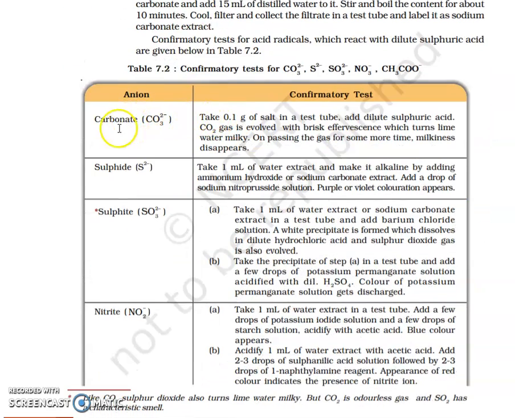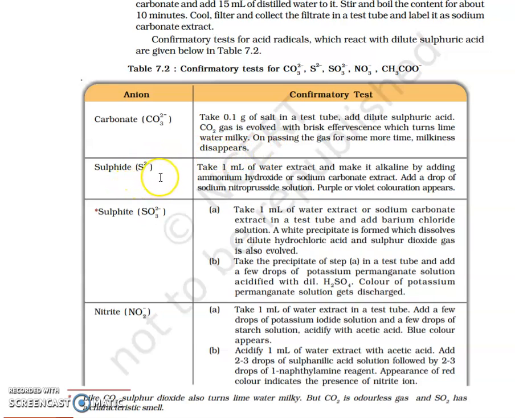So you have the anion carbonate. What you need to do is take 0.1 gram of salt in a test tube. Add dilute sulfuric acid. Carbon dioxide gas is evolved with brisk effervescence which turns lime water milky. On passing the gas for some more time, the milkiness disappears.